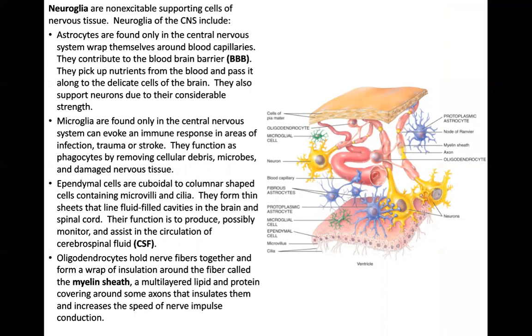You've also got accessory non-excitable supporting cells called neuroglia. Neuroglia are non-excitable, which means that they do not create action potentials. They're not going to send signals in the body. They will help with supporting signaling in some cases, but they aren't what create and transmit that signal.